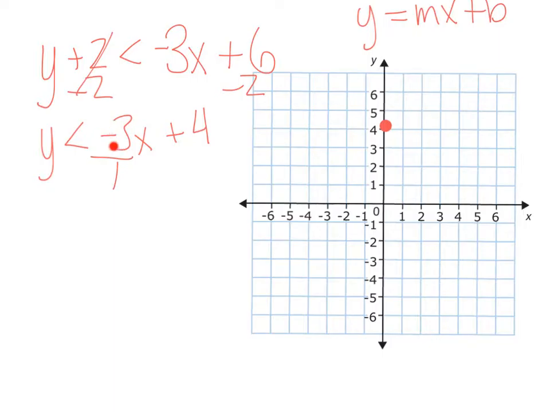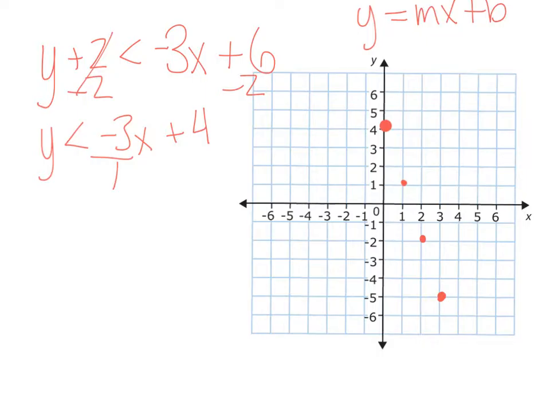So that means I'm going to go down 3 to the right 1, down 3 to the right 1, down 3 to the right 1, plotting points as I go. So starting from my y-intercept, down 3 spaces to the right 1, I'd plot a point right there. Okay, and then again, down 3 spaces to the right 1, plot my point. And then I would continue to do that. So down 3 to the right 1, plot another point. And after I do that, I go ahead and draw my line in.